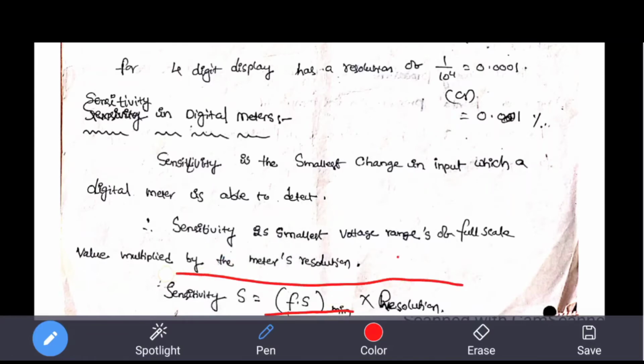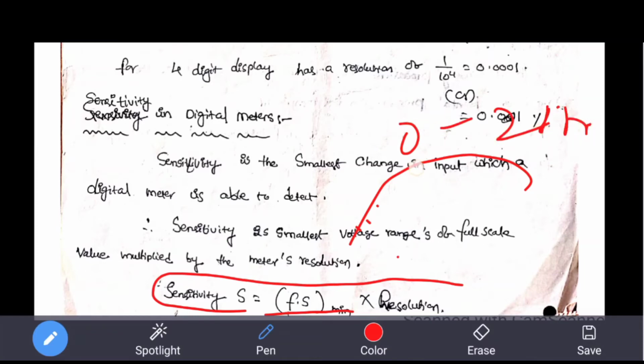Full scale minimum value, suppose the scale of the instrument is like that. Digital instrument, digital meters lo aithe mana 0 to 20 milliamps అని ఉంటుంది. Full scale reading is 20 milliamps. 0 is the minimum. 0 into full scale minimum reading is 0. 0 into resolution, if you multiply, then sensitivity of the meter will come. This formula is important. Digital meters, how to calculate sensitivity.